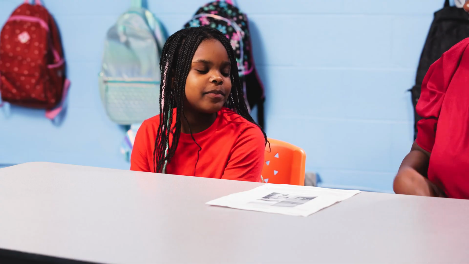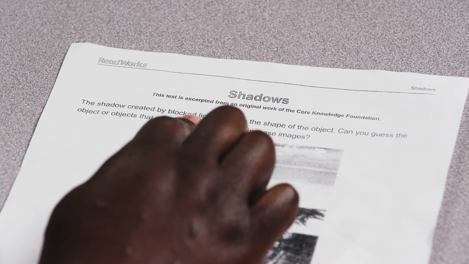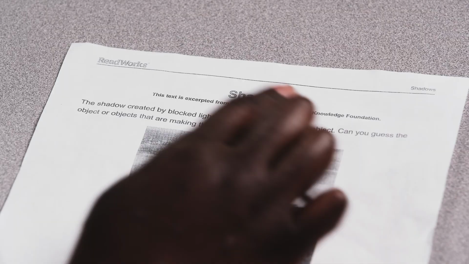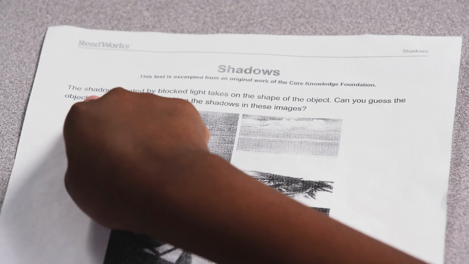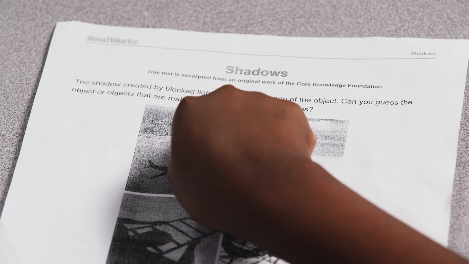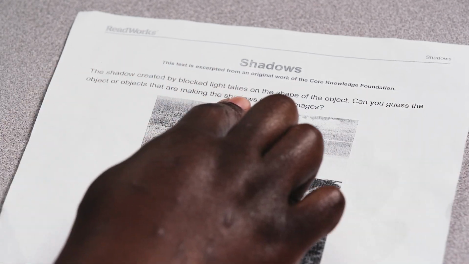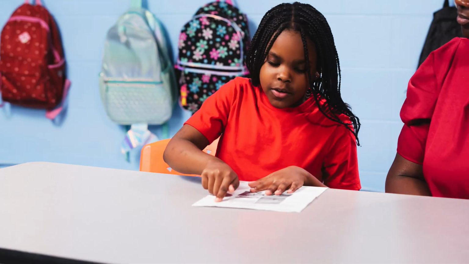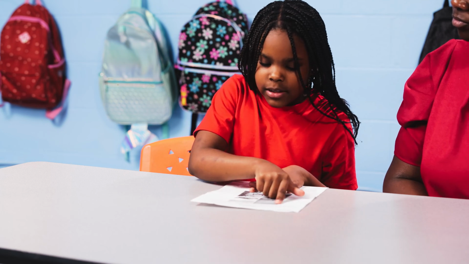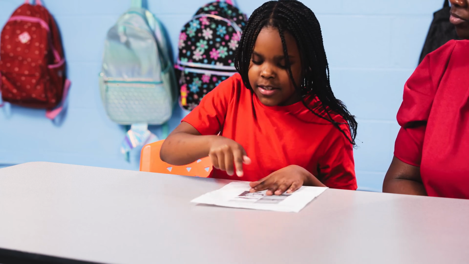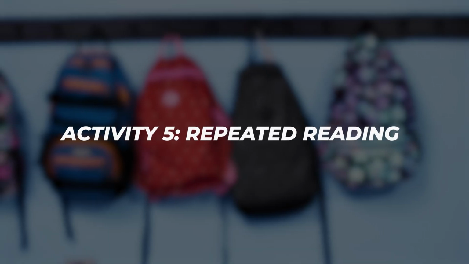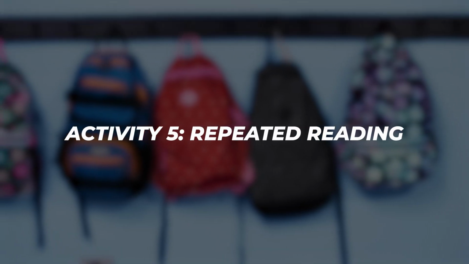I'm going to model reading the sentence, and you're going to read the sentence after I finish. Understand? Yes. Okay. The shadow created by blocked light takes on the shape of the object. The shadow created by blocked light takes on the shape of the object. Can you guess the object or objects that are making the shadows in these images? Can you guess the object or objects that are making the shadows in these images? Good job. Another great activity is repeated reading.